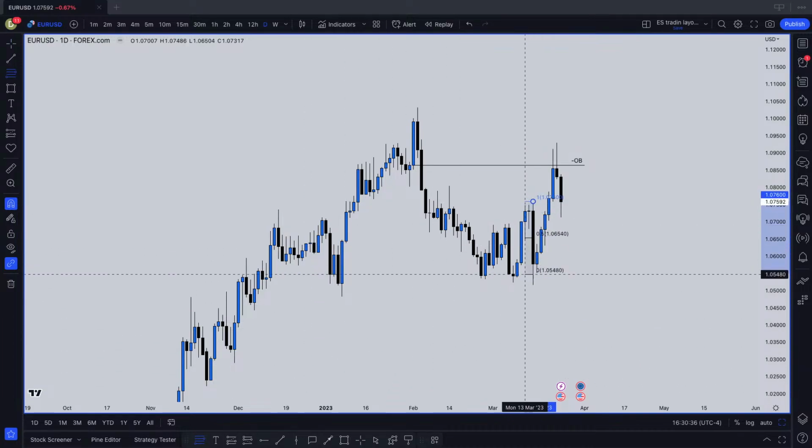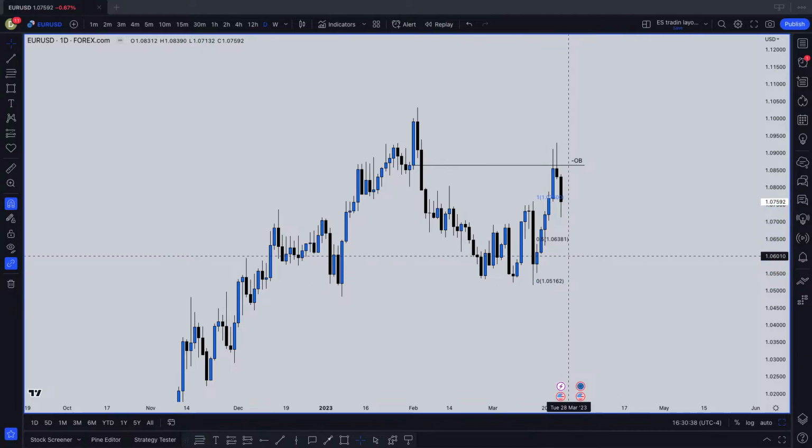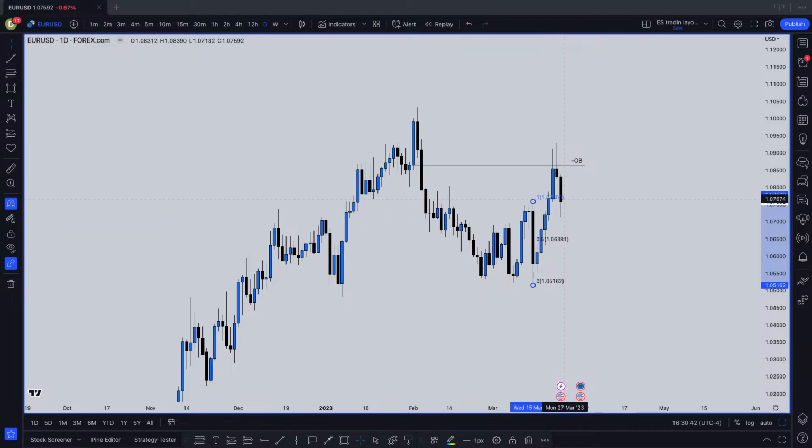So the mean threshold of that bullish order block will be the 106.381 level. So what I will want to see is how price trades at that level. Do we drop into it and then rally, or do we smash through it and close below it? That's what I'll want to see going into this week.